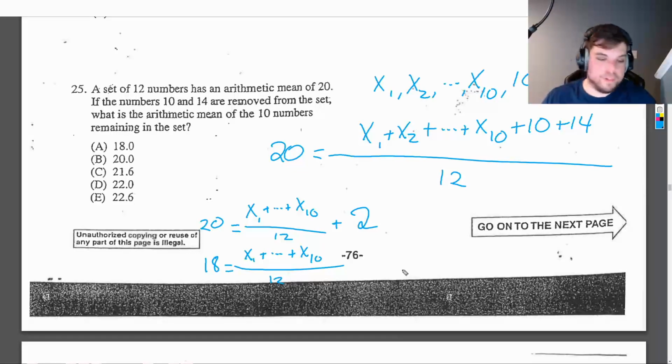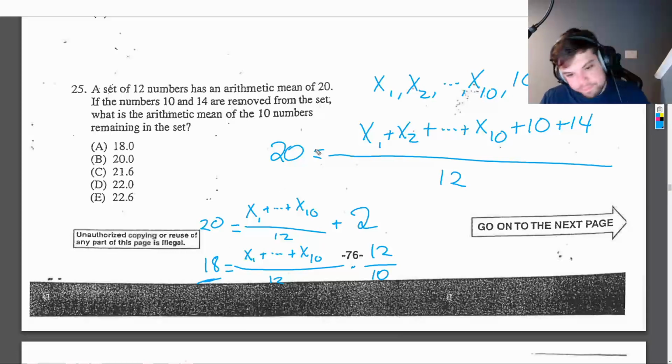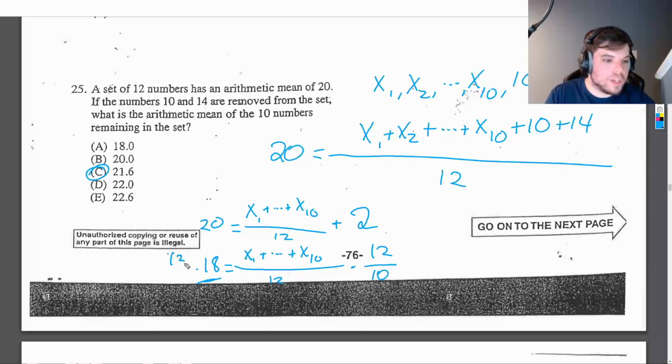So we've figured out something, but be careful here. The answer is not 18 because this is not the arithmetic mean. The arithmetic mean needs to be over 10, not over 12. So we need to multiply this by 12 and divide it by 10. So when you multiply 18 by 12 and divide it by 10, you're essentially multiplying it by 1.2. You can use a calculator. 18 times 1.2 gives us 21.6. So we're doing the same thing to both sides. Multiplied by 12 divided by 10 gives you 21.6.